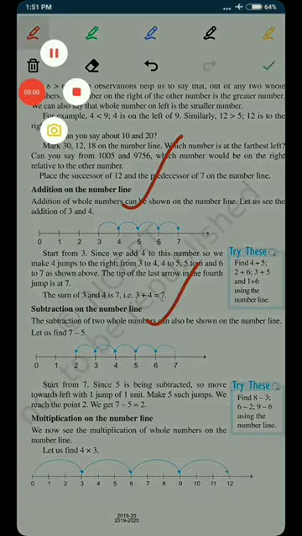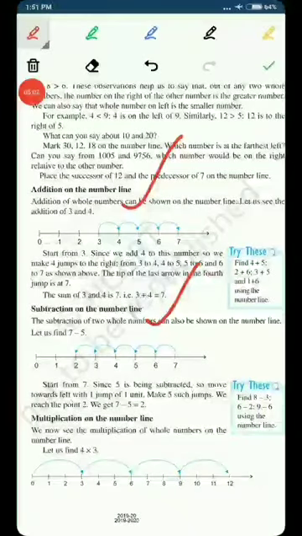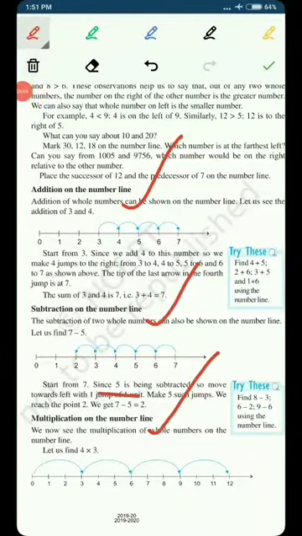Now the next subtopic is how to do multiplication on the number line. Multiplication on the number line. It is also very easy like the previous one, but quite different from that. So what we have to do, suppose we have to multiply 4 into 3.